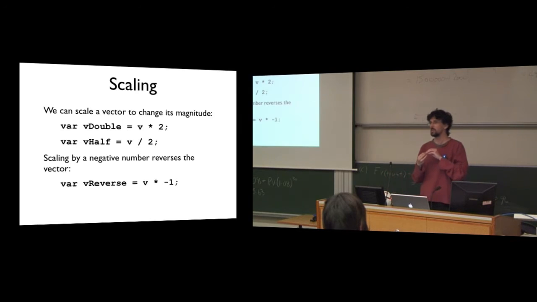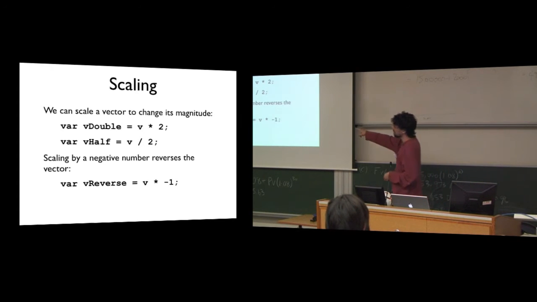So if I want to take a vector that's twice the length, I can multiply the vector by 2, and I automatically get a vector that's twice as long. If I want a vector that's half the length, then I can divide it by 2, and I get a vector that's half as long. Now these vectors, double and half, are still pointing in the same direction as the original vector. If I scale by a negative number, I get a vector pointing in the opposite direction.